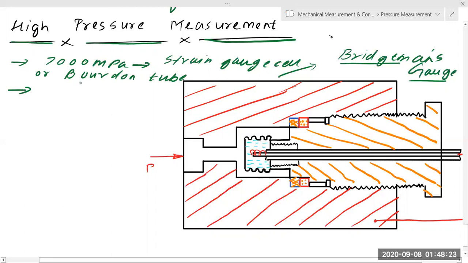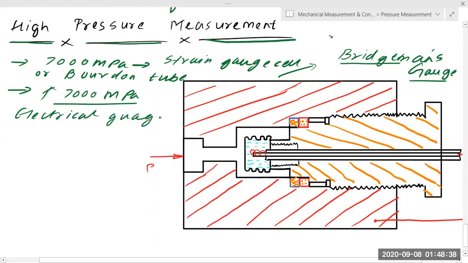Now for measurement of pressure above 7,000 megapascal, you need to use some sophisticated devices, and for that electrical gauges are used. Simple. One of the common electrical gauges available in the market is the Bridgman gauge. So what we are going to use is the Bridgman gauge.